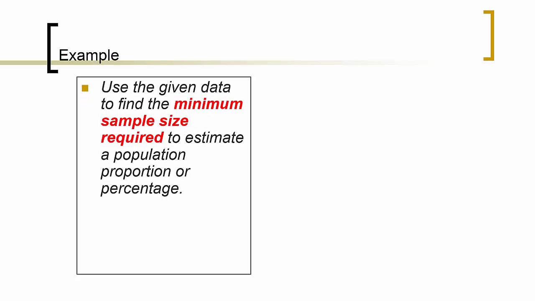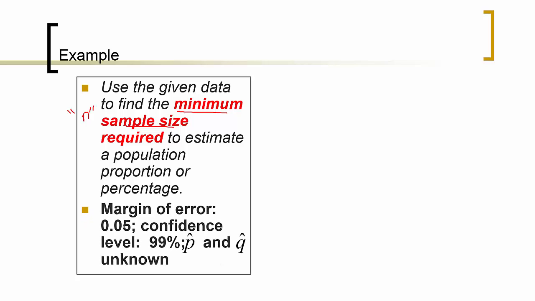Use this given data to find the minimum sample size required to estimate a population proportion or percentage. So in this problem, it doesn't say how many, but it says find the sample size. So that's an n formula. We're told the margin of error is 0.05. Okay, so this is not 5 percentage points. So don't convert this. E is going to be just 0.05.